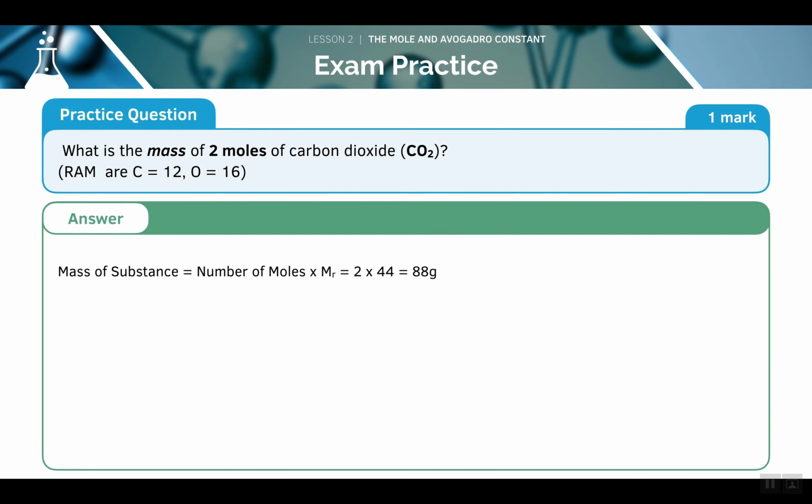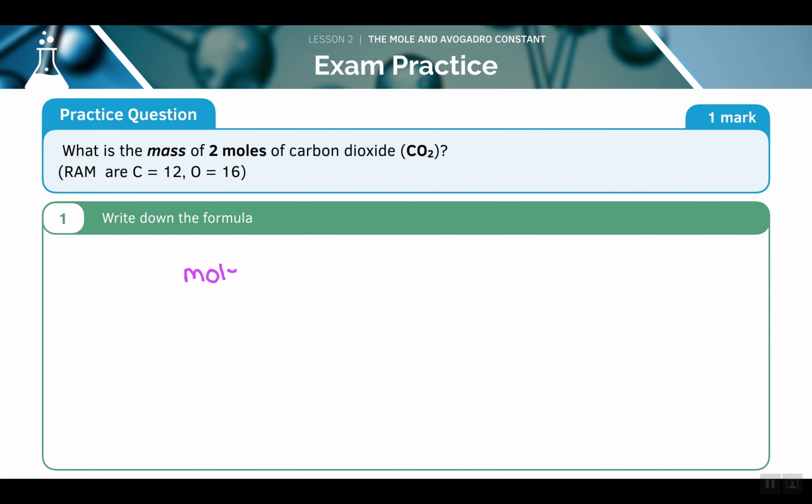The answer to this question is 88 grams. Let's see how we got there. Firstly, we need to write out our formula. In this instance, it would be moles equals mass over Mr.